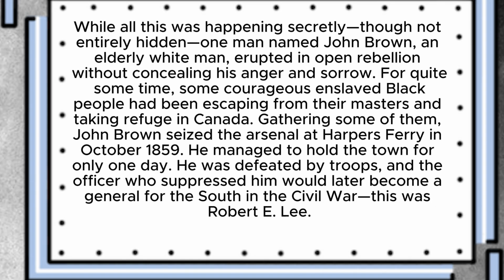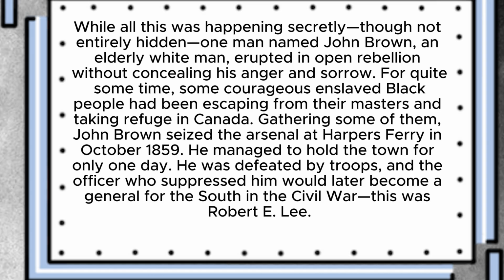A person bought in Africa for $50 could be sold in America as a slave for $500. While all this was happening secretly, though not entirely hidden, one man named John Brown, an elderly white man, erupted in open rebellion without concealing his anger and sorrow. For quite some time, some courageous enslaved black people had been escaping from their masters and taking refuge in Canada. Gathering some of them, John Brown seized the arsenal at Harper's Ferry in October 1859. He managed to hold the town for only one day.